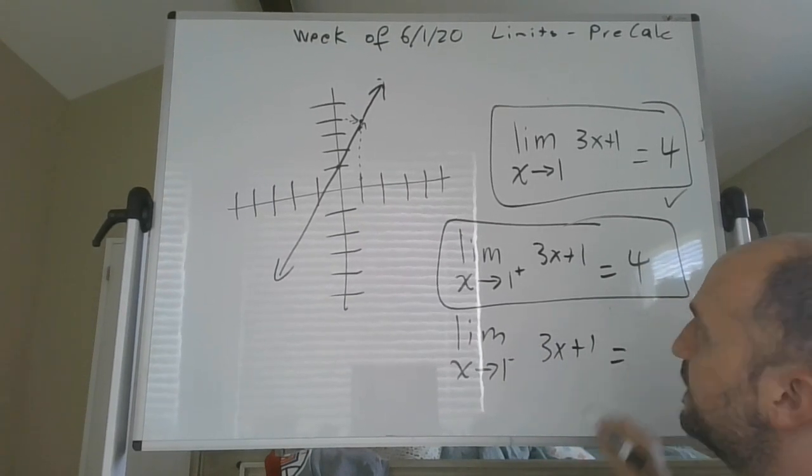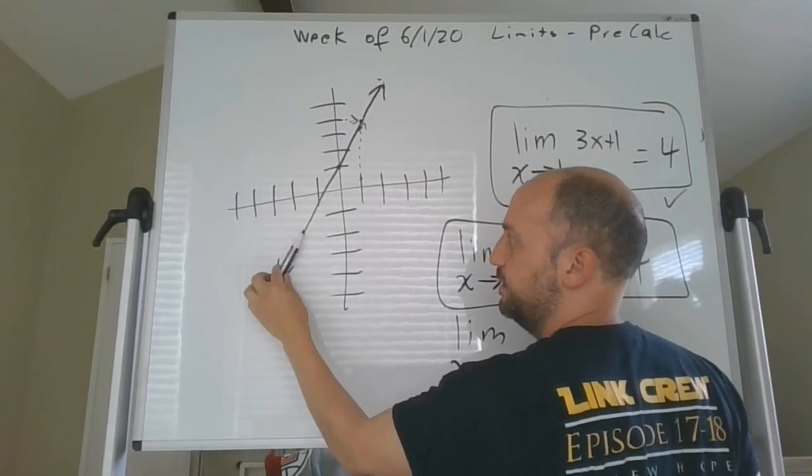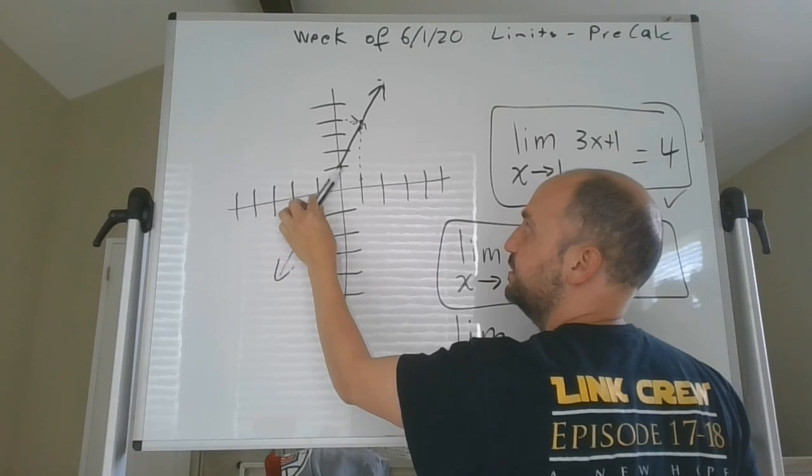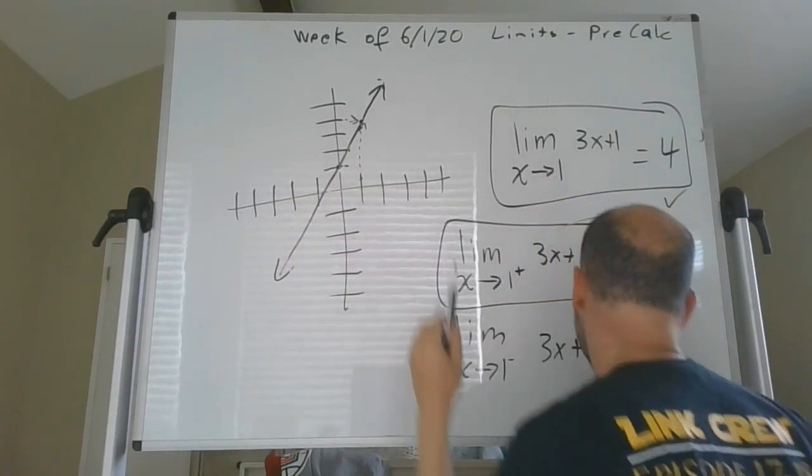Okay, what is that equal to? Well, that's simple. We're looking at 1, so everything less than 1, approaching from this side, everything less than 1. And that's obviously, again, reaching 4.